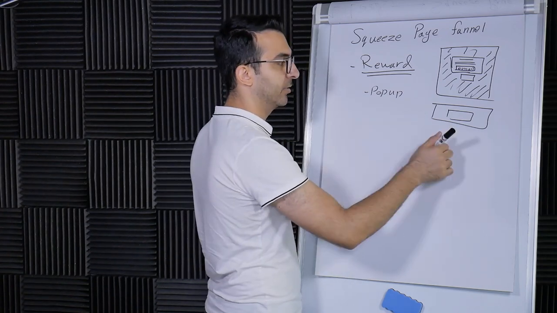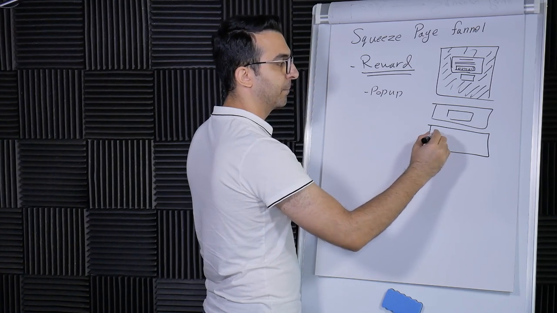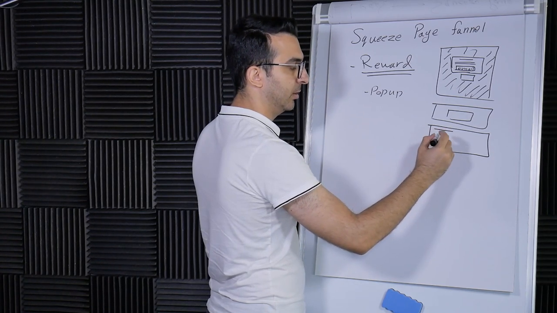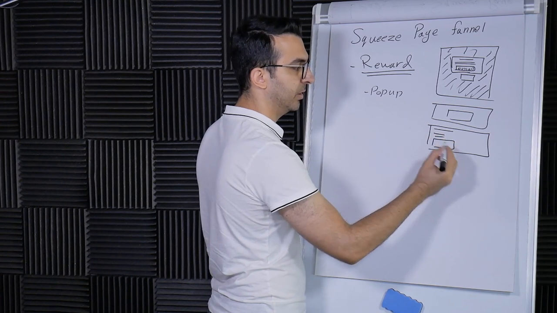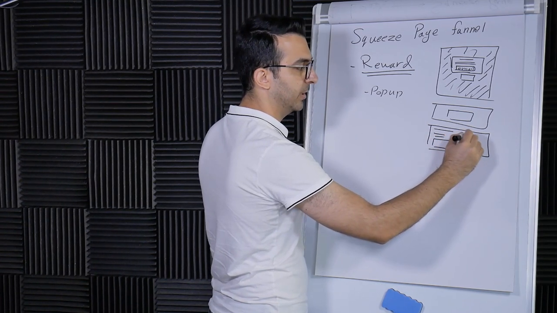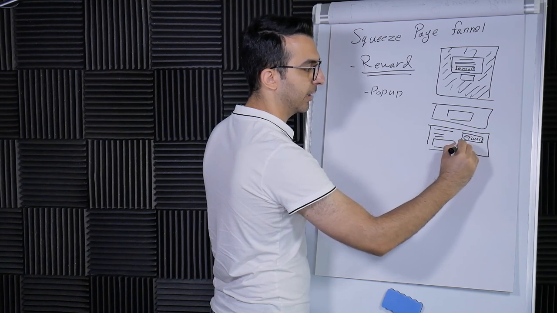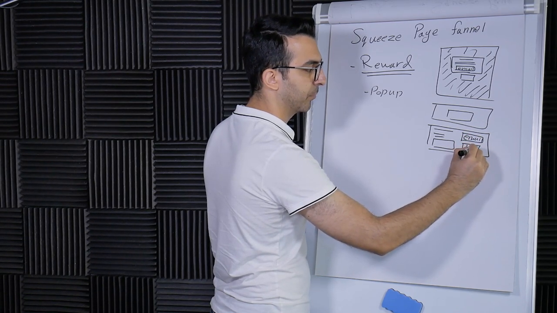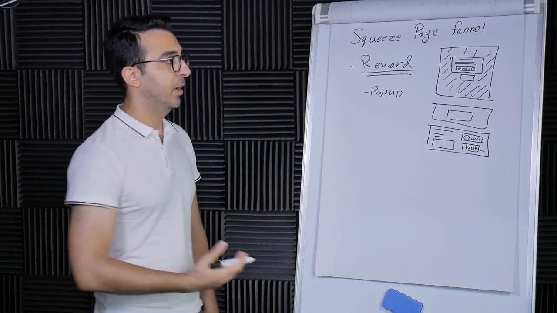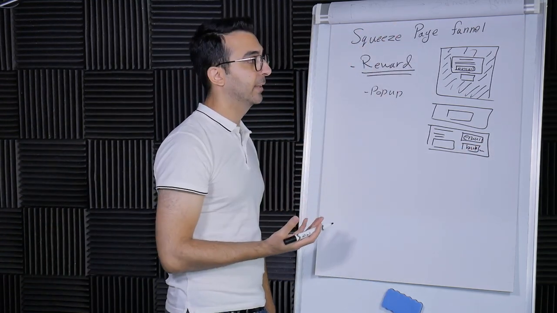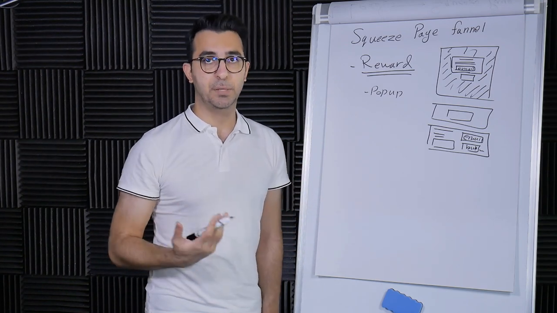I have this one on my website. There is a title, as far as I remember, some description and an image here. And on the other side, it's the part where you can write your email and a button. So there are different types to create this squeeze page funnel, but the main system is similar.